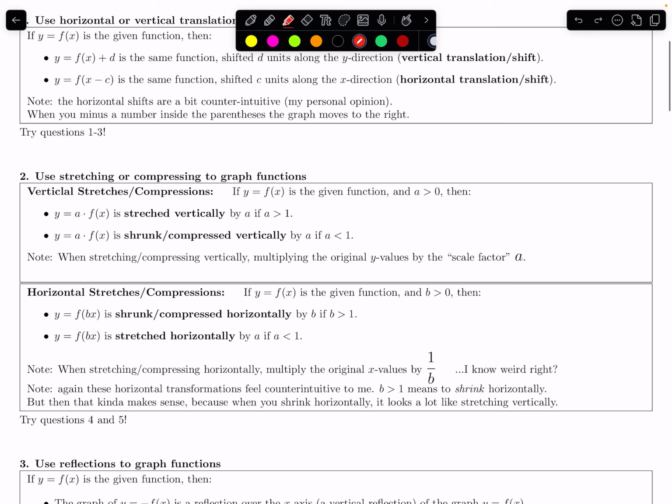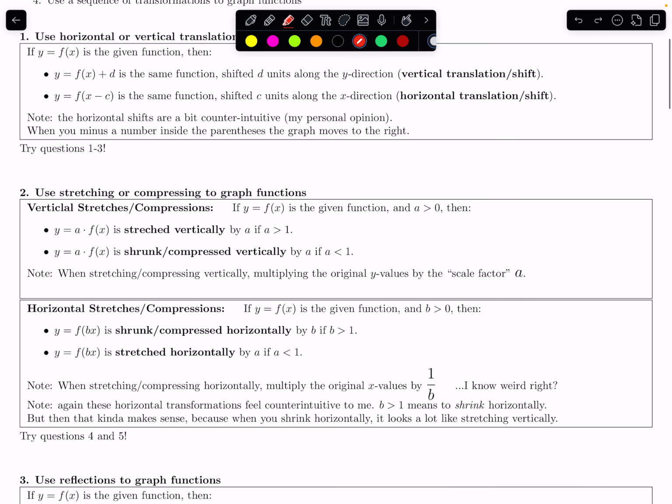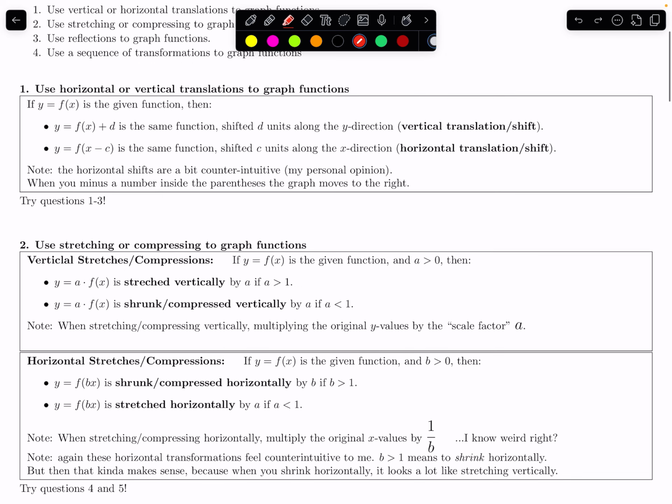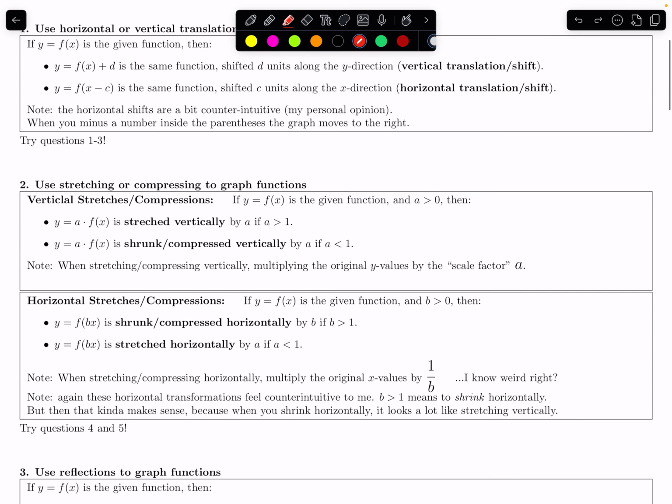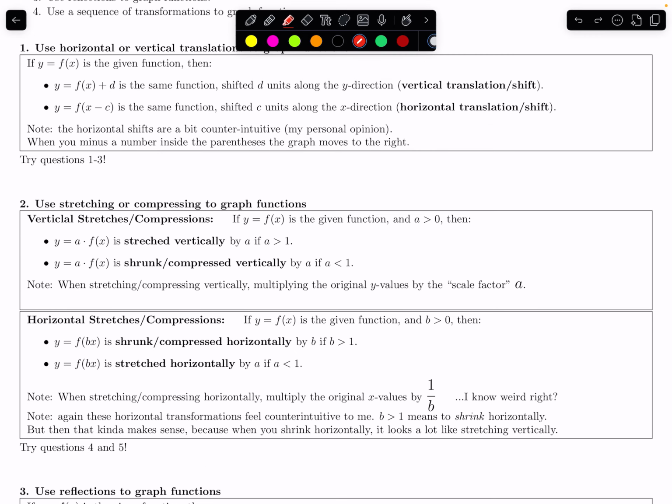Okay, on to horizontal stretches and compressions. Now to me, the horizontal things are always kind of counterintuitive. Like we saw in the last one, when you subtracted a number, it moves you to the right, yeah? And same if you add it, it moves you to the left. Well, here, check out horizontal stretching and compressing. Start with our original function. Again, you have some value that's bigger than 0, because otherwise it would be a reflection as well. And if that number is bigger than 1, this time you're shrinking. F of b of x is shrunk.